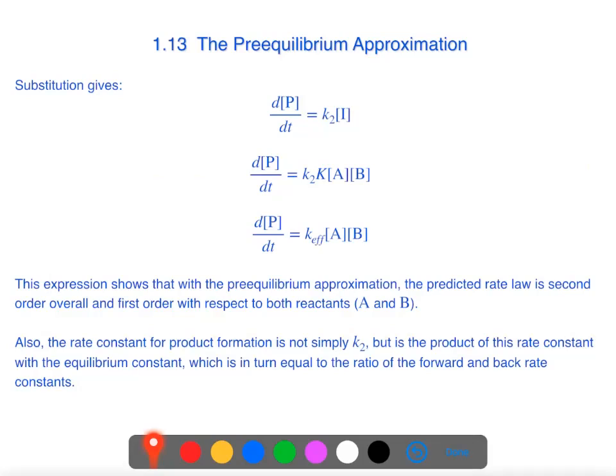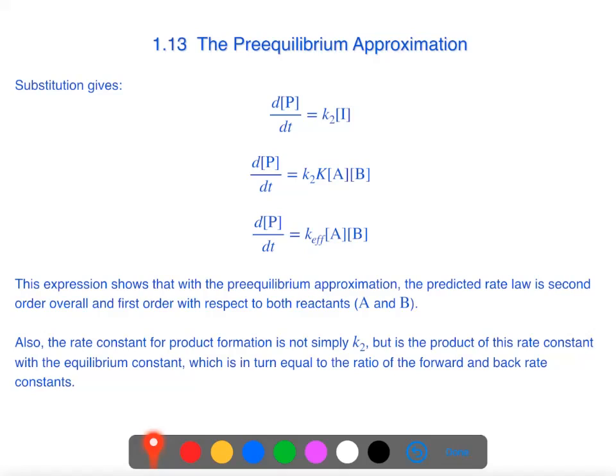Now that we have a solution for the concentration of the intermediate, we can simply substitute that into our rate expression for product formation. In doing so, we're left with the following rate expression that describes the rate of product formation, which is dependent upon the rate constant k2, the equilibrium constant, and of course the concentrations of A and B. We can describe this as k effective, and k effective in essence is k2 multiplied by k1, all divided by k minus 1.